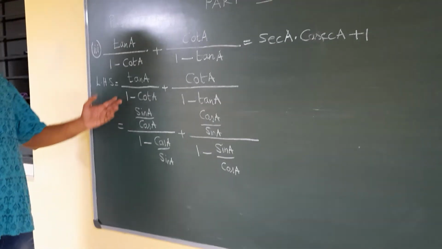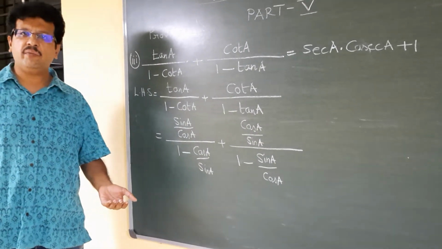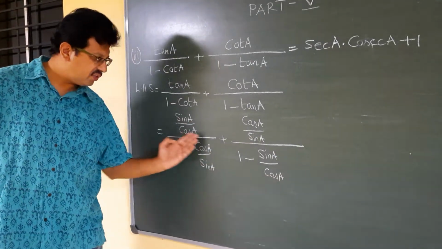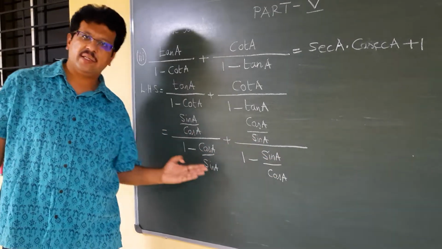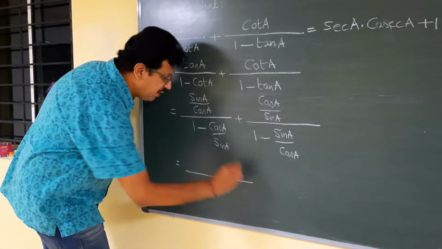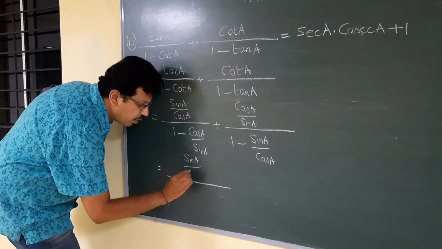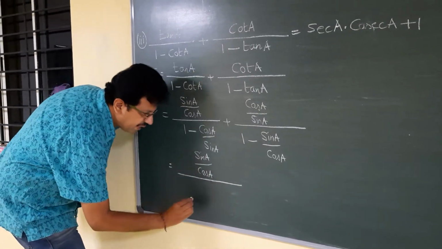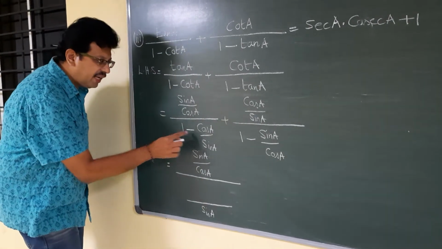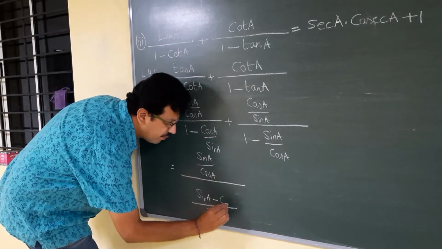So what I have done is converted everything in terms of sin and cos. As I explained in the previous problem, first we should take LCM for the denominator parts. You can see all of these are the denominator parts, and we have to take LCM like we did in the previous problem. The numerator will be written as it is, sin A by cos A, and here we take LCM. The LCM is sin A, so sin A into 1 is sin A minus cos A.